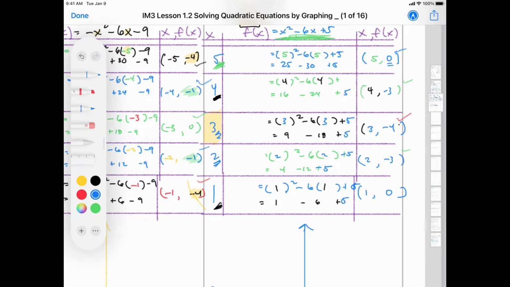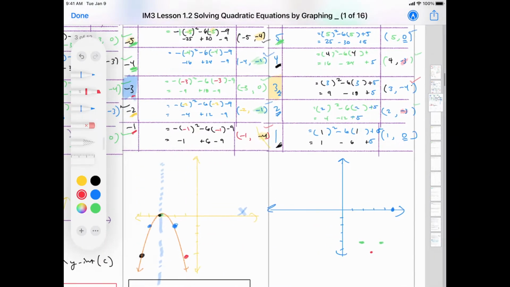I knew that these here had to be the same, and these also had to be the same. So let's go back and erase my little dots. All right. Write 5 up here, 5, 0. 4, -3. Write 4 down 3. Write 3 down -4. Write 2 down -3. And write 1, 0.